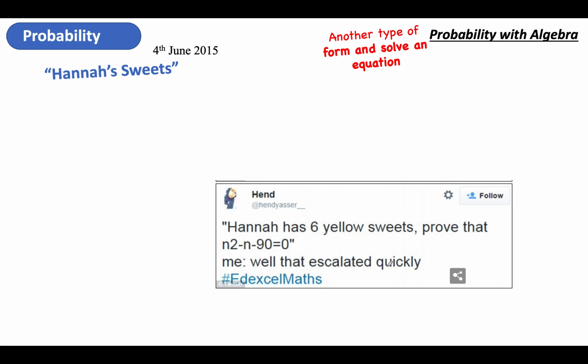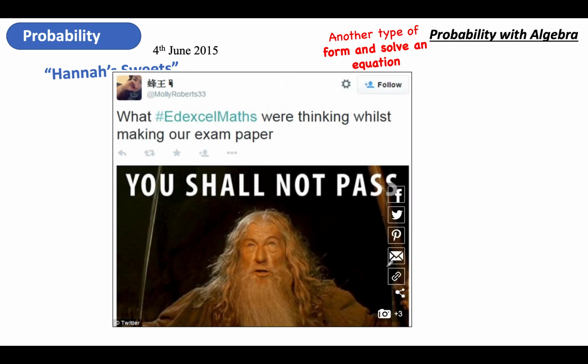Hannah has 6 yellow sweets. Prove that n squared minus n minus 90 equals 0. Me. Well, that escalated quickly. Or you shall not pass.